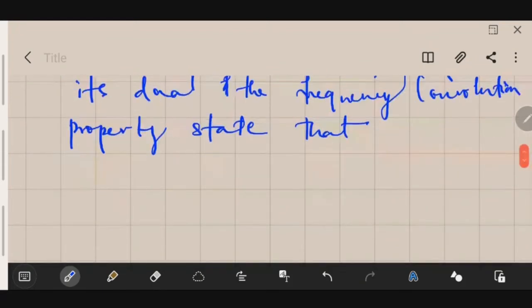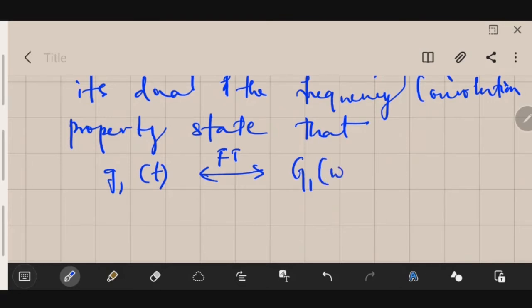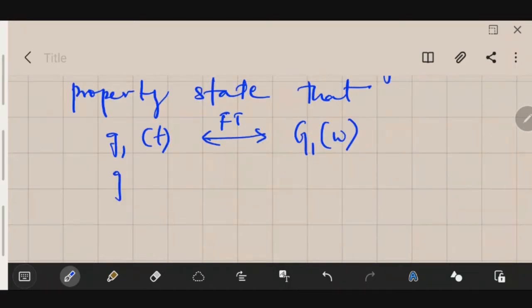So if you have g1 of t, after Fourier transform, g1 of t can be written as how much? Can you tell me? Any answers? Yeah, capital G1 of f, or we could write it as G1 of omega. Let us write G1 of omega. We could always write G1 of f also. So similarly, g2 of t after Fourier transform is capital G2 of omega.